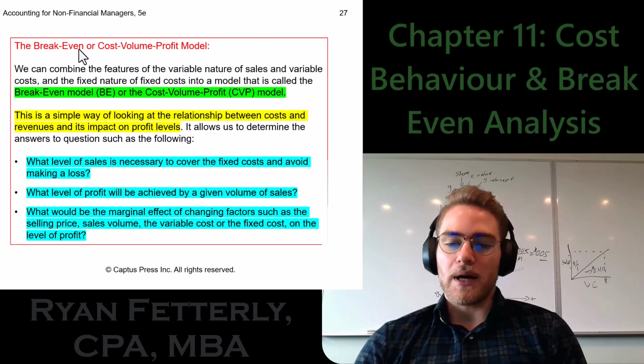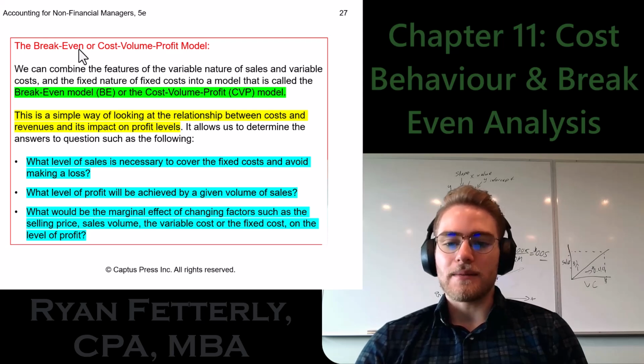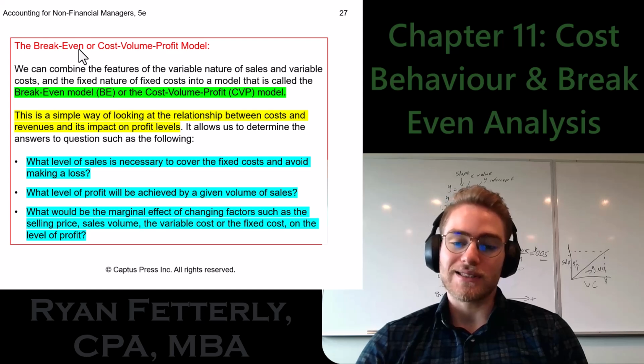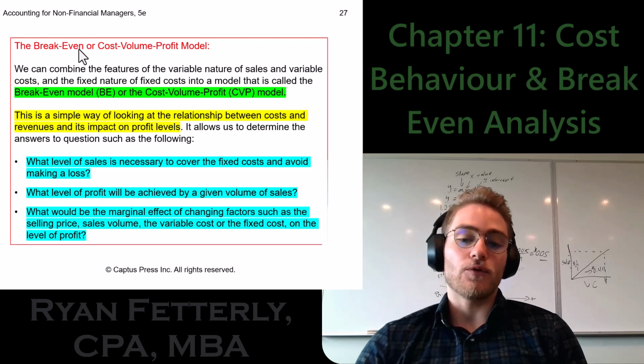We can combine the features of the variable nature of sales and variable costs and the fixed nature of fixed costs into a model that is called the break-even analysis, or the cost volume profit model. This is a simple way of looking at the relationship between costs and revenues and its impact on profit levels. It allows us to determine the answers to questions such as, what level of sales is necessary to cover fixed costs, right? To avoid making a loss.